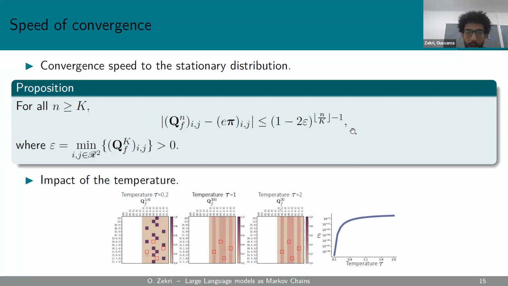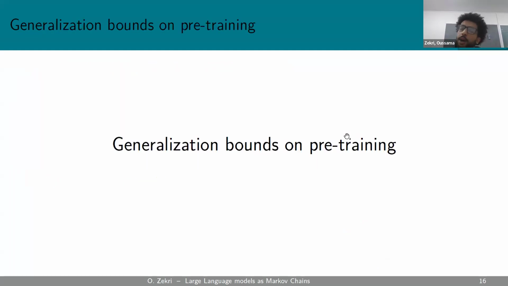Now, another contribution that we have made is that we can write an LLM as a Markov chain. And we have generalization bounds on Markov chains in Markov chain theory. So can we use this to derive generalization bounds for LLMs?